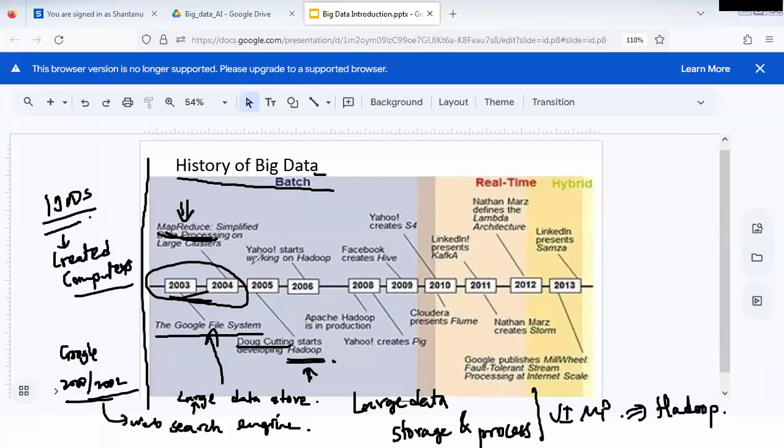Then Yahoo starts working on Hadoop. As soon as Google tried to build Hadoop, similarly Yahoo also immediately starts working, because by 2006 Google and Yahoo had become competitors, with Yahoo search engine and Yahoo Mail and all that, Hotmail and a lot of things. So in 2006, Yahoo also started working on Hadoop. Now Apache Hadoop came.